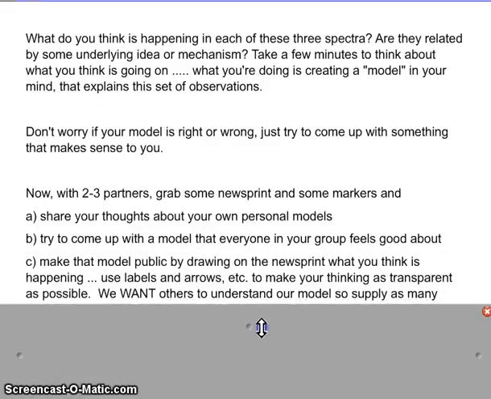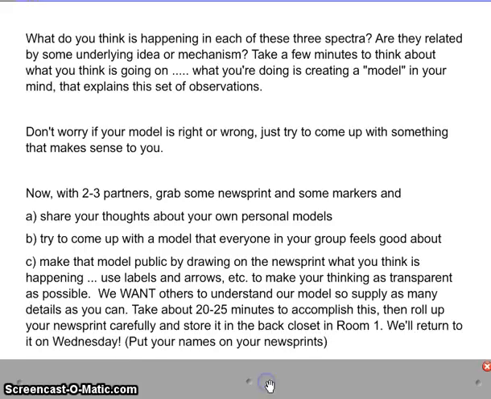With your partners, share your thoughts about your own personal models. Try to come up with a model that everyone in your group feels good about, and then make that model public by drawing on the newsprint what you think is happening. Use arrows, labels, and so on to make your thinking as transparent as possible. We really, really want others to understand our model, so supply as many details as you can. All right? Don't be shy. Take your time. Take 20, 25 minutes to try to get your model on paper.